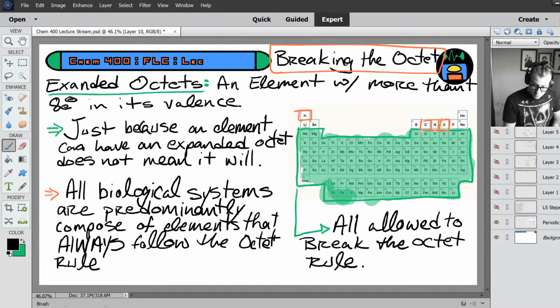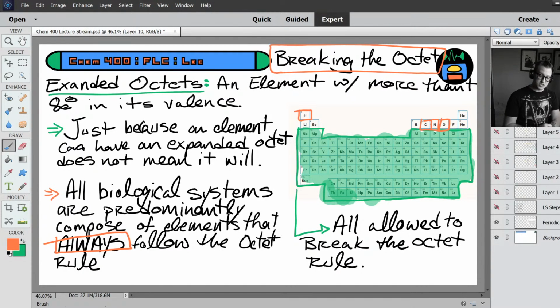So just because most of the periodic table is allowed to break it doesn't mean that most of our bodies are allowed to break it. The majority of the elements inside of us, inside all living systems, always follow the octet rule. So even if the majority of the periodic table can break it, the majority of our biological systems strictly abide by it. And if you can understand the rule that governs them, you'll have a better insight into how the biomechanical processes within ourselves and other creatures function.